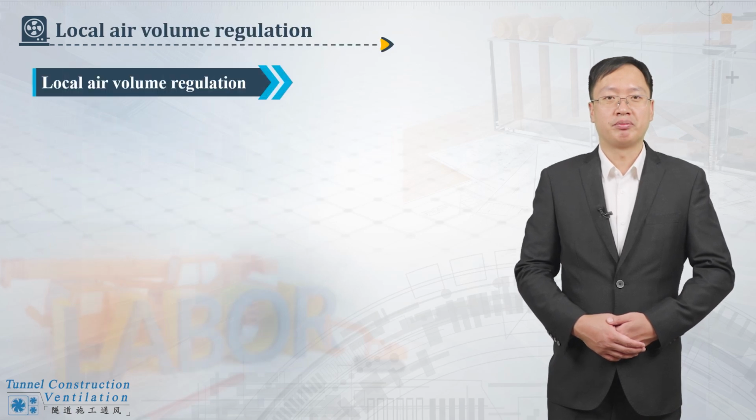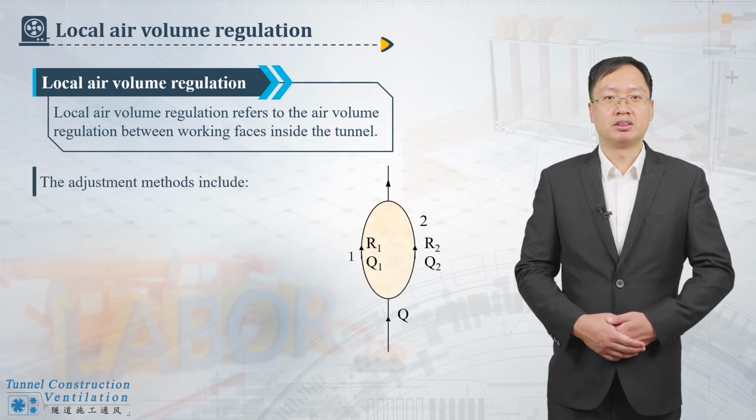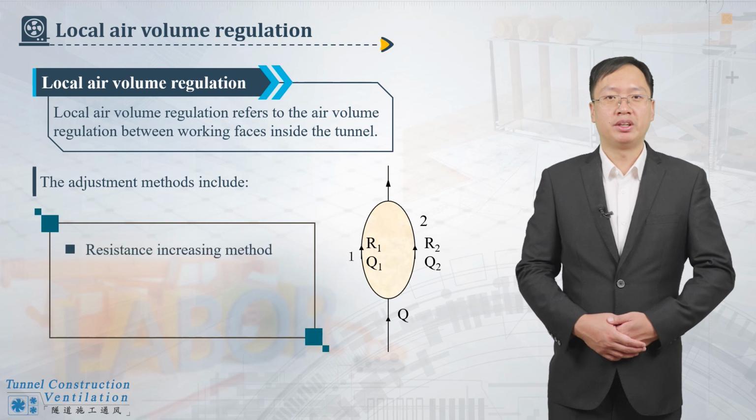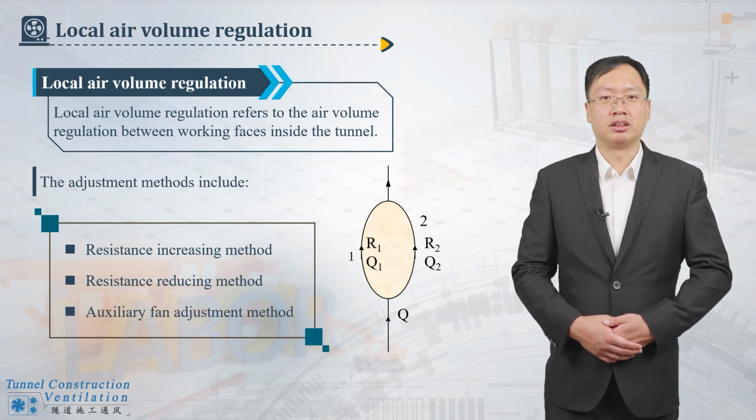Local air volume regulation refers to the air volume regulation between working phases inside the tunnel. The adjustment methods include resistance increasing method, resistance reducing method, and auxiliary fan adjustment method.